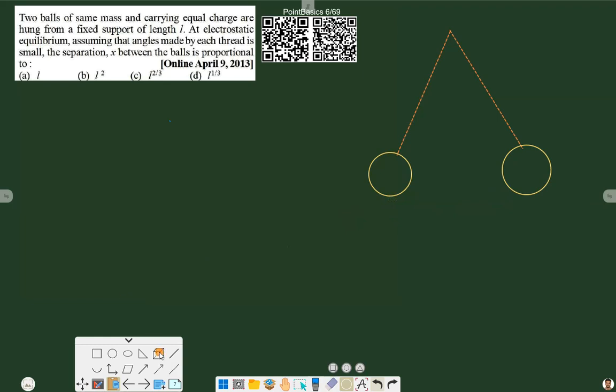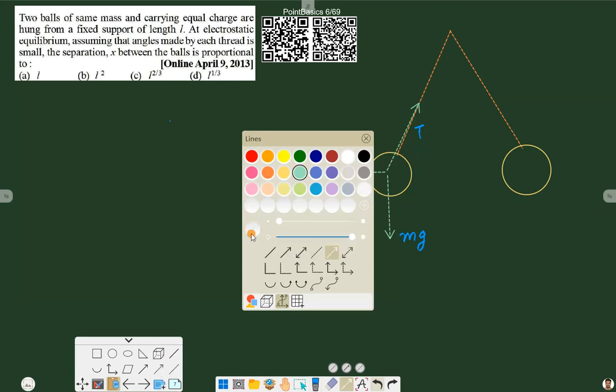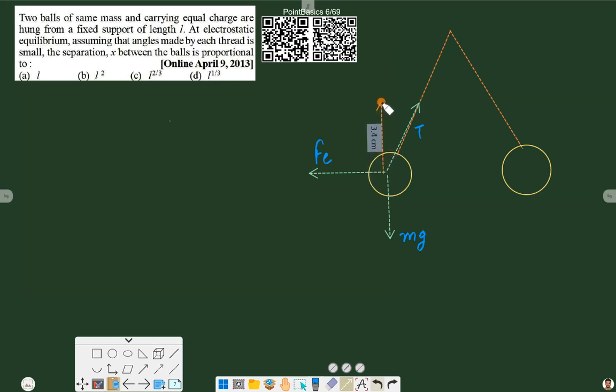The force mg will be acting downward on each of them. Here we will have tension in the thread, so there will be tension developed in this thread. There is another force, the third one, due to repulsion between both of these, so there will be a third force, that is repulsion. So this is mg, this is electrostatic force, and this is tension. Now tension can be resolved into two components, this will be the first component and this will be the second component. Now if this angle is theta, this will also be theta, and this will become T cos theta and this will become T sin theta.